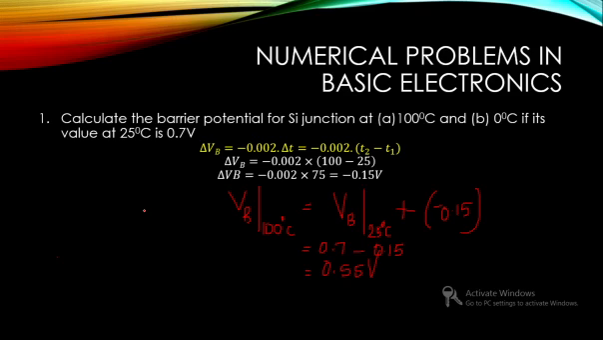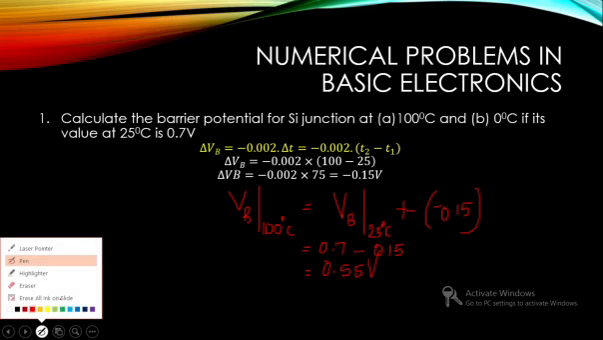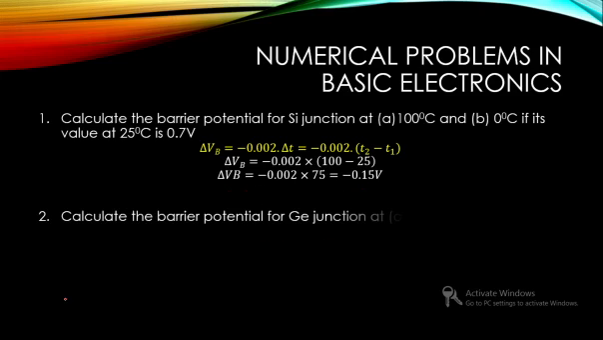And the same question could be repeated for a germanium junction also, and let us take the same temperatures, 100 degrees Celsius and 0 degrees Celsius. So how do you evaluate? The same procedure can be done. Only thing is that the room temperature barrier potential is not given. So you have to know that the room temperature barrier potential for silicon is 0.7 volts, and for germanium it is 0.3 volt. Okay, so then you can evaluate the change in potential.